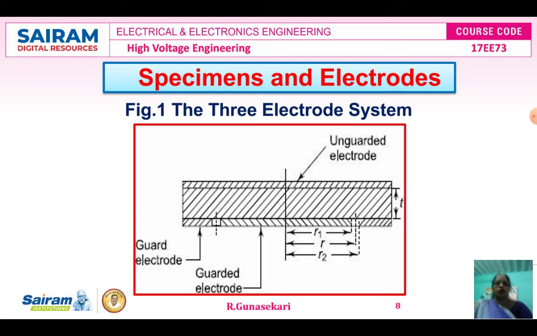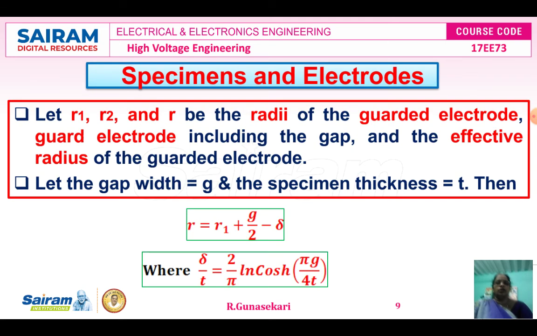Now here the dimensions are R1, R2, small r. What do they represent? R1 is the radius of the guarded electrode including the gap. R2 is the radius of the guard electrode including the gap. The small r is the effective radius of the guarded electrode. The small g represents the gap width. The small t represents the thickness of the specimen.